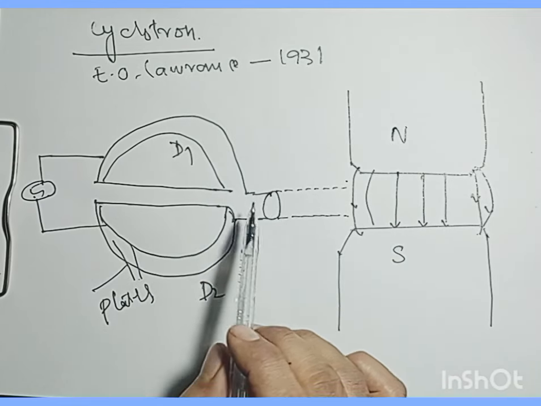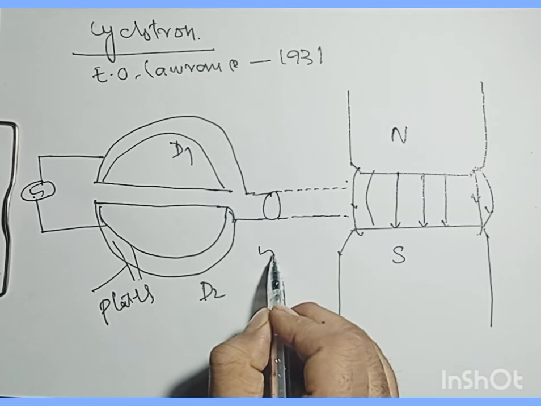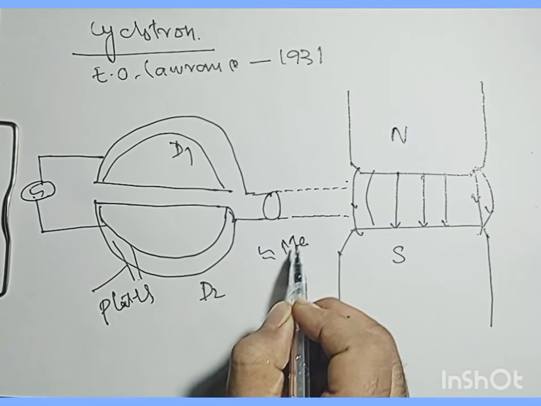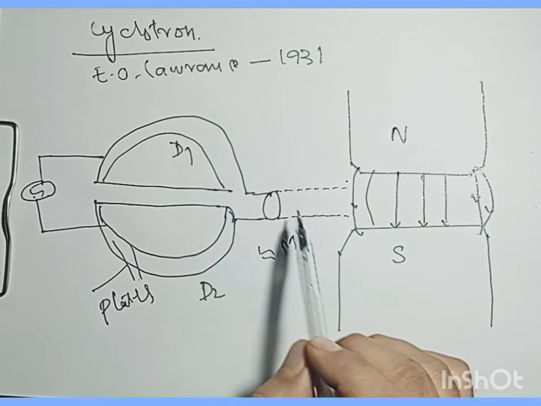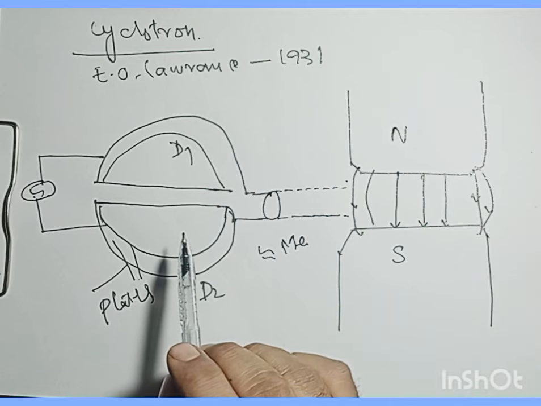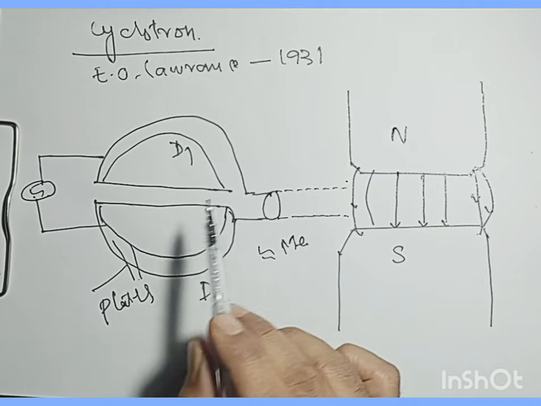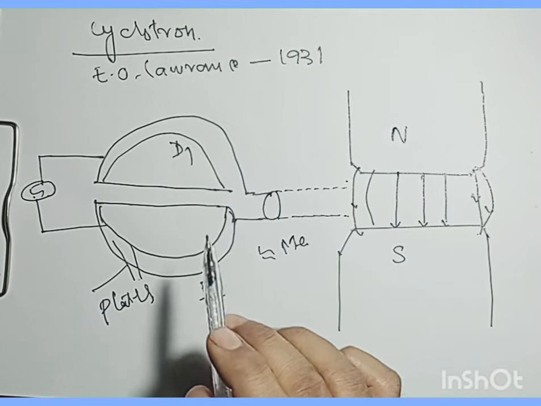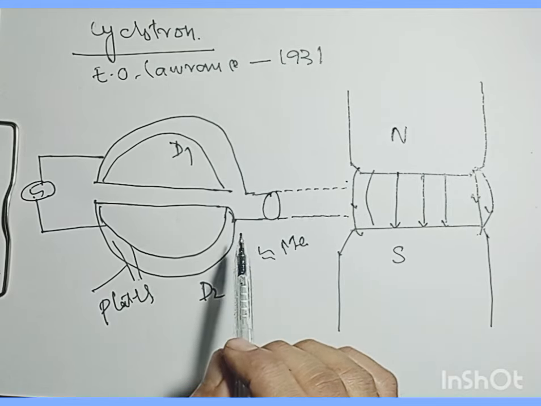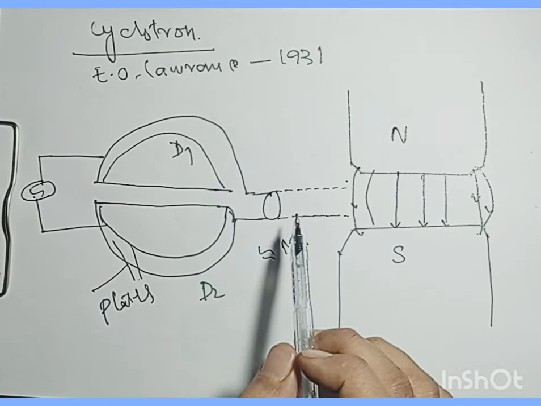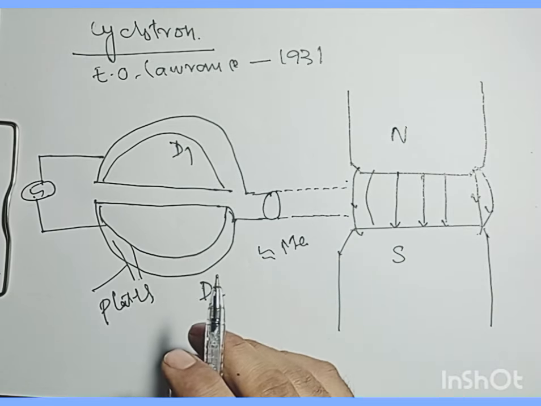Now, thus the ions could be accelerated to a few mega electron volts without the use of cylinders of gradually increasing length, as in the case of linear particle accelerators, or having high voltages, as in the case of the Van de Graaff generator, thereby eliminating the problem of insulation that otherwise arises due to the high voltages.